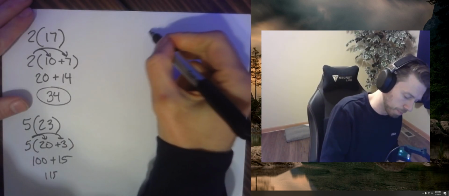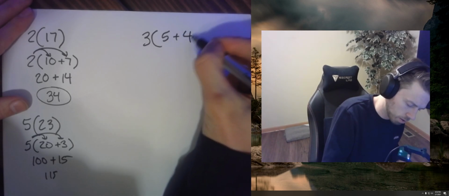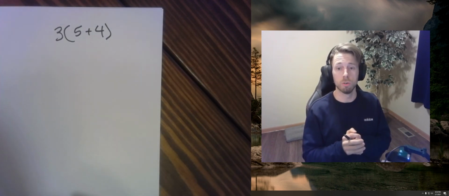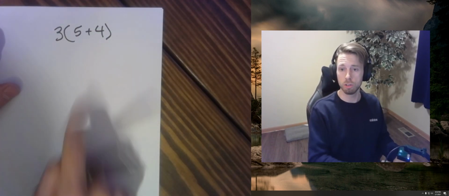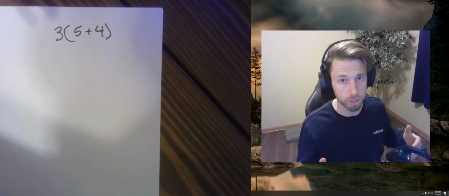Let's take another problem here. We'll take 3 times (5 plus 4). Now, if I were to give you this problem, the first thing you would do is parentheses first, and you would get 9. And then 9 times 3 is 27. That's exactly how you should solve this problem.